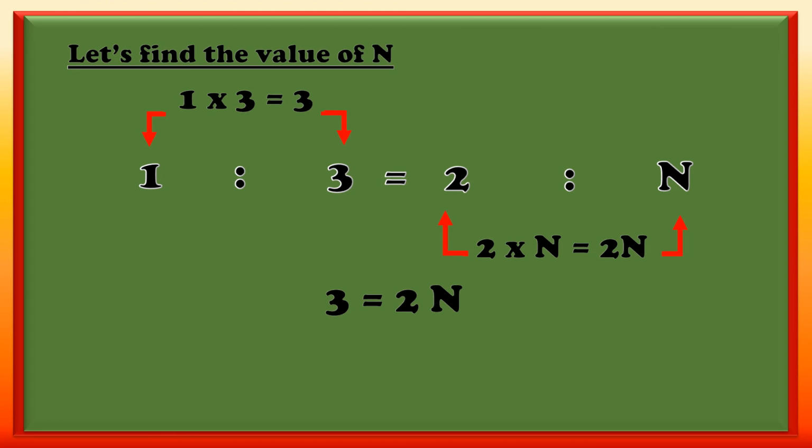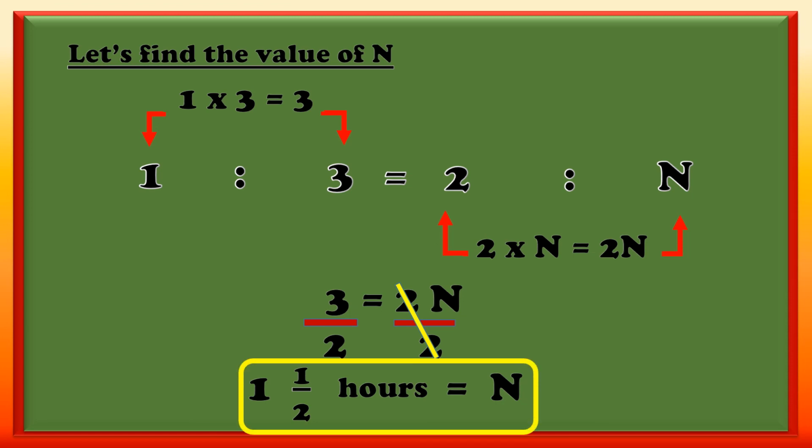Now to get the value of n, we just have to divide by 2. So we cancel 2. n is equal to 3 halves, and we simplify 3 halves. So therefore, n is equal to 1.5. Then we put our label hours. So final answer, n is equal to 1.5 hours. Did you get that? Good job.